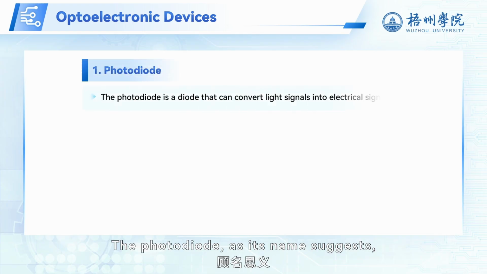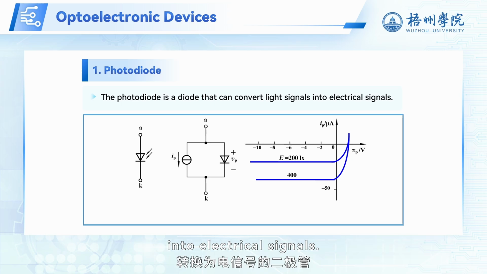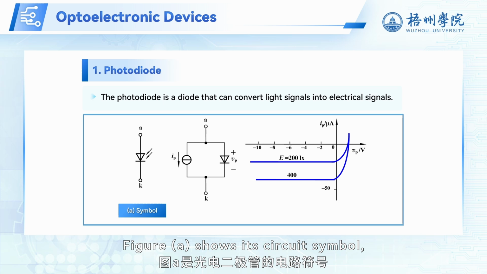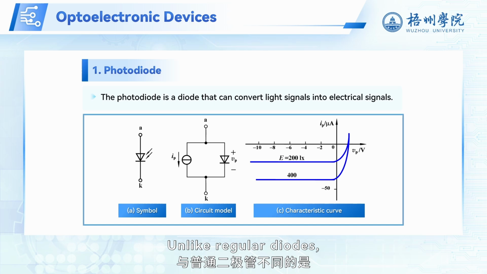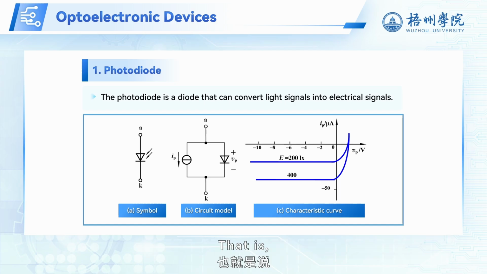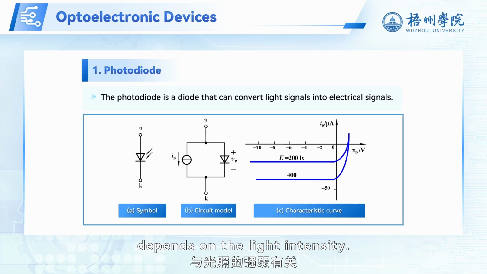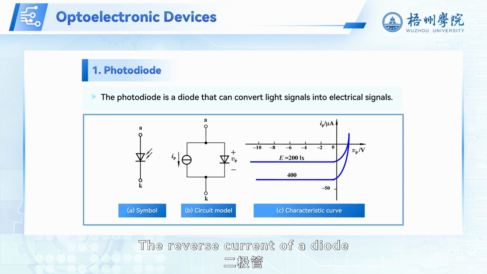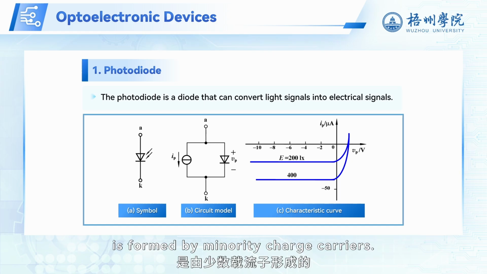Photodiode. The photodiode, as its name suggests, is a diode that can convert light signals into electrical signals. Figure A shows its circuit symbol and Figure B shows its circuit model. Unlike regular diodes, its package is transparent, and light can generate more minority charge carriers. That is, the concentration of minority charge carriers depends on the light intensity. The reverse current of a diode in the reverse cutoff state is formed by minority charge carriers.